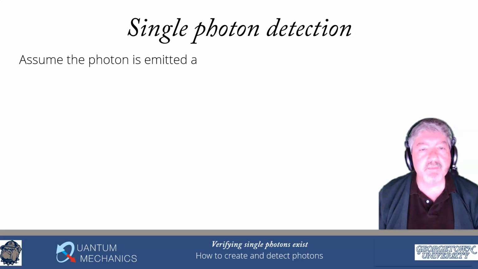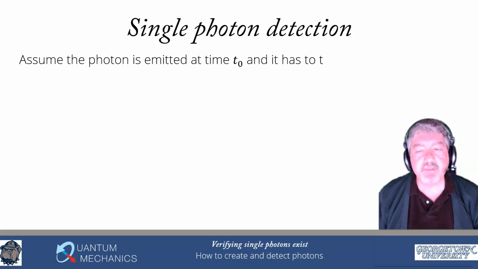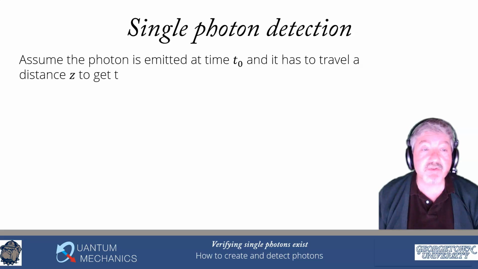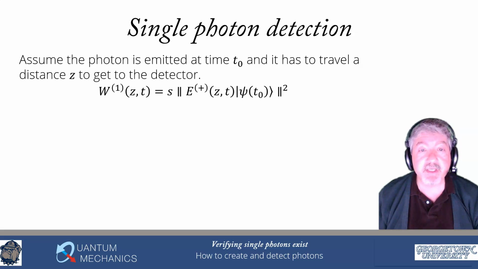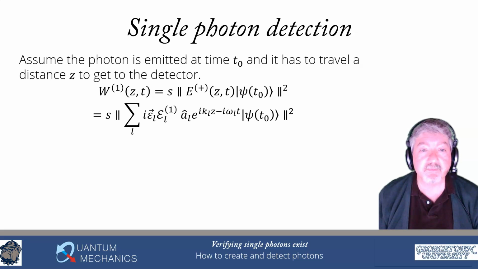Now we're going to assume that the photon is emitted at a time t0 and that it has to travel a distance z from the place where it originates to get to the detector. So we're going to use our single photon probability W1 of z and t, which is equal to our efficiency S times the modulus squared of E plus of zt acting on our initial state psi of t0.